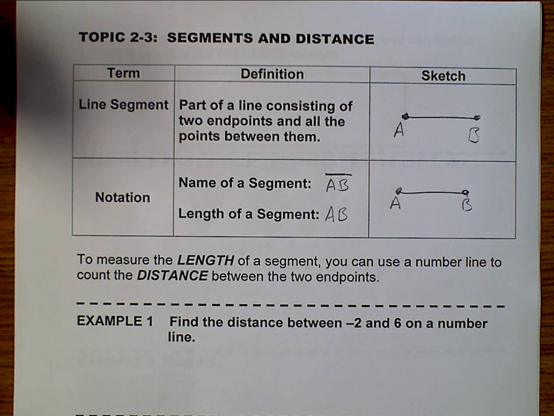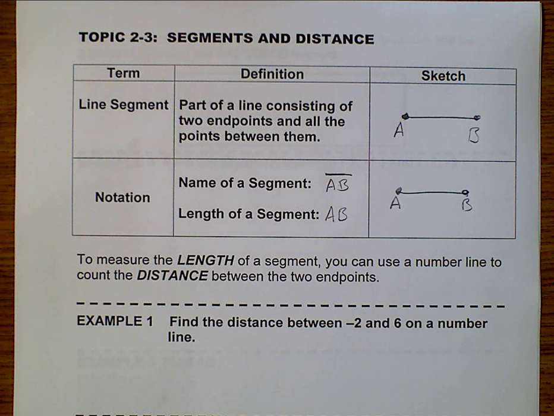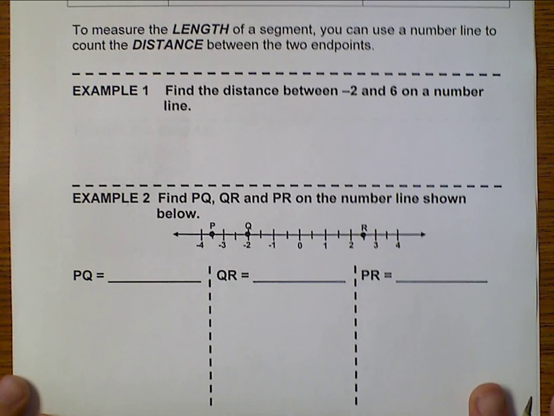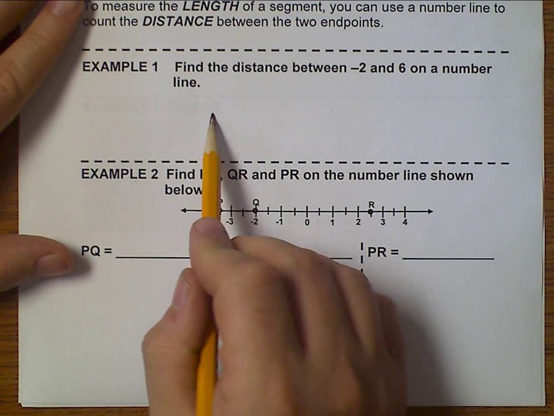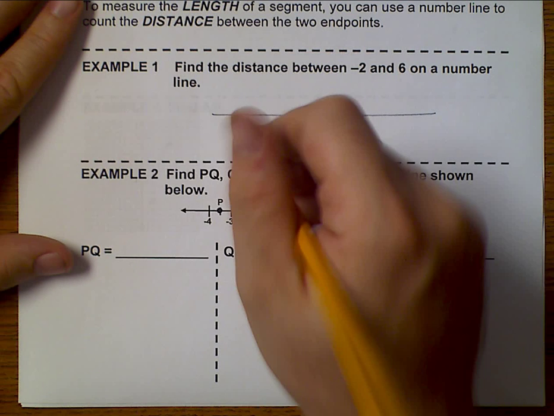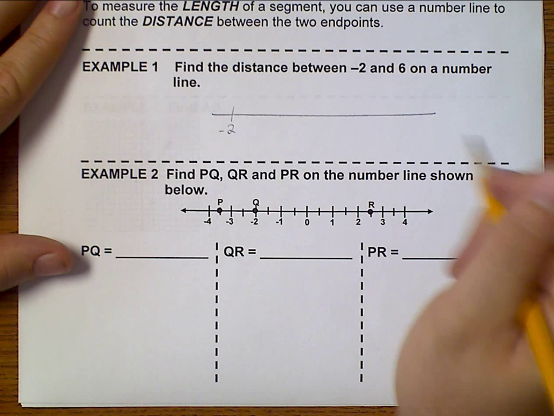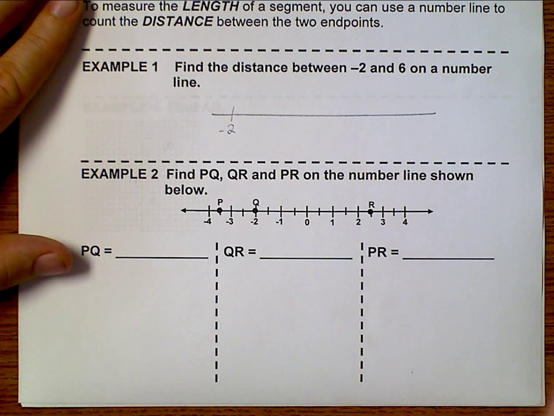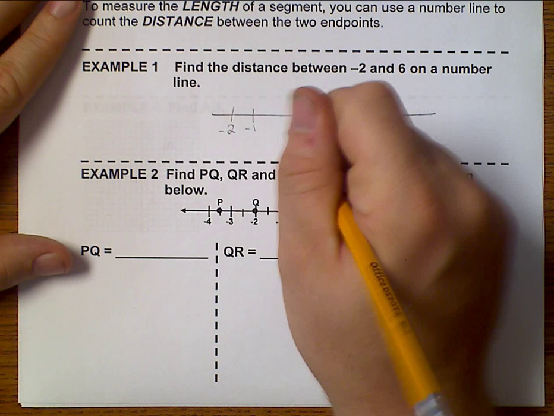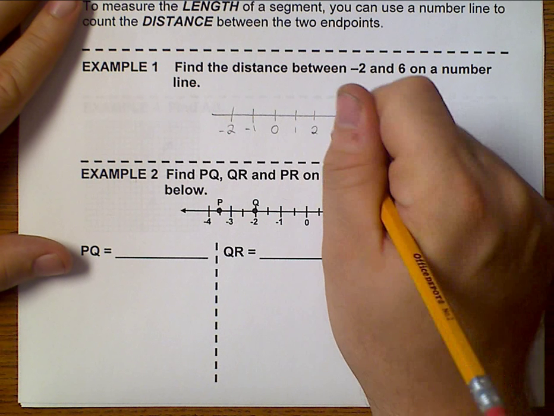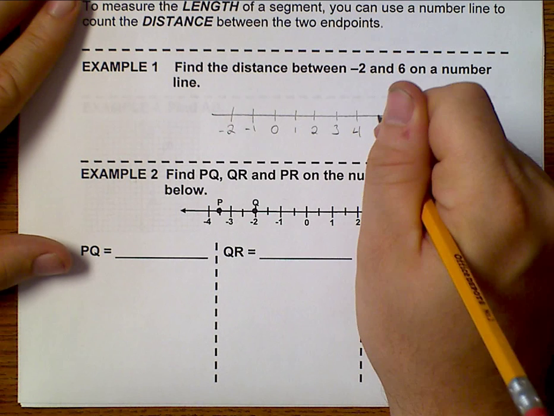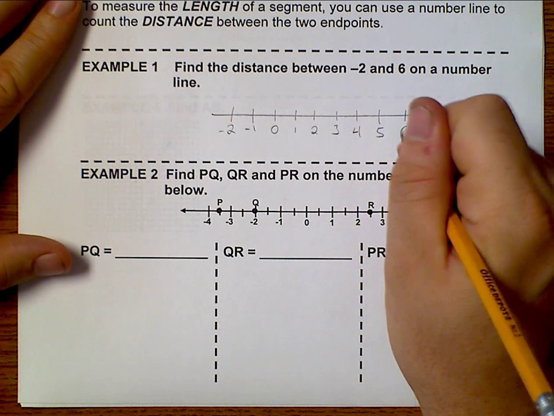So, if I want to measure the length of a segment, I can use a number line to count the distance between the two endpoints. This is the simplest way to do it. And the idea is that we want to find the distance between -2 and 6 on a number line. So I'll go ahead and draw my number line. I put down -2, and I'm going to keep on going until I hit 6. -1, 0, 1, 2, 3, 4, 5, and 6.